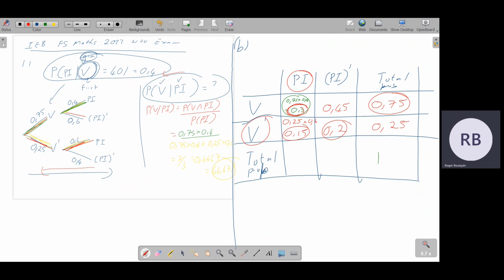And if we add these up, 0.3 plus 0.15 is 0.45. 0.45 plus 0.2 is 0.65. And then our test is, does this add up to 1? Yes, it does. Okay. So those are values over here.